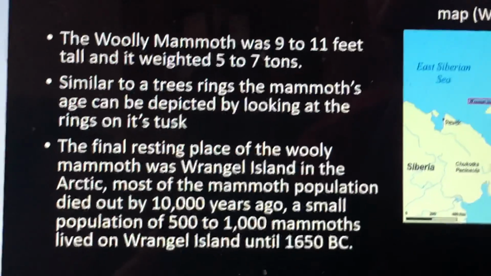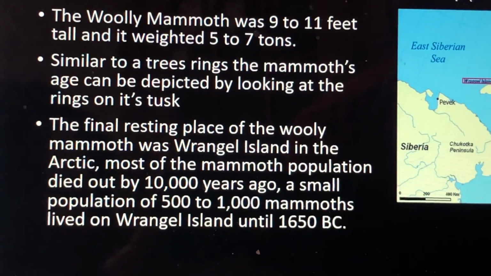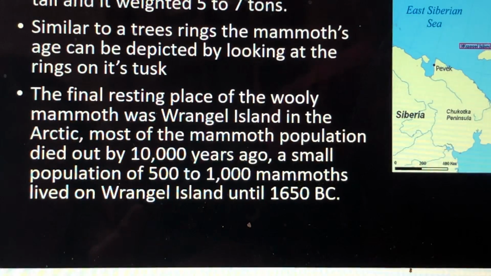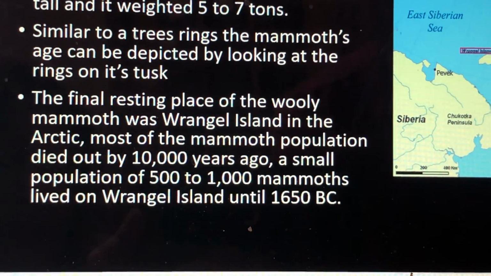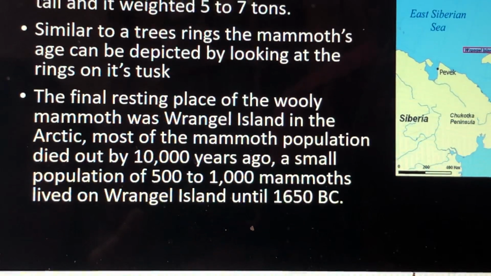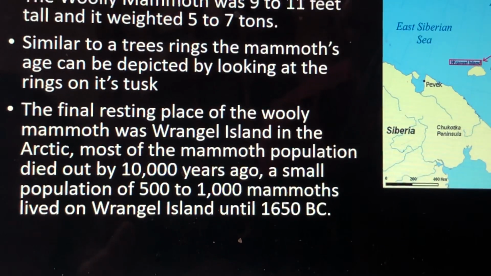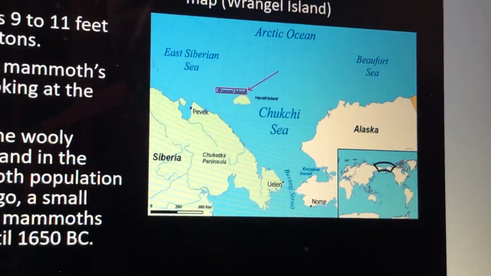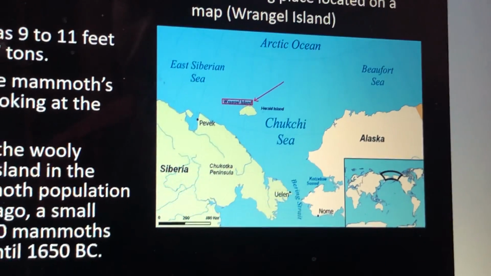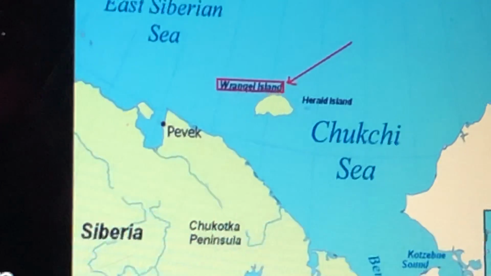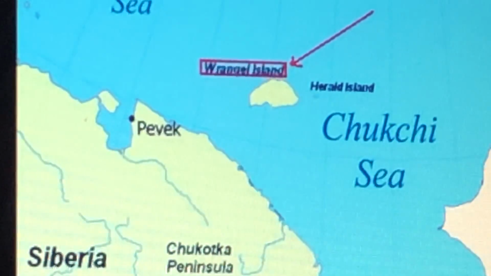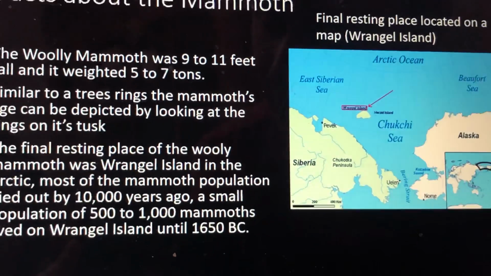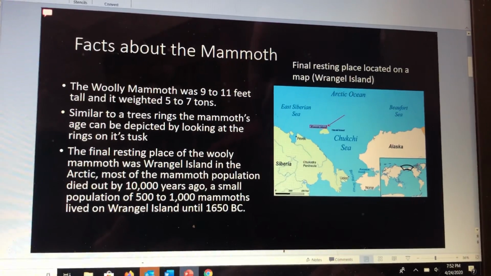The final resting place of the woolly mammoth was somewhere called Wrangel, if I'm saying that right, Wrangel Island in the Arctic. Most of the mammoth population died out by 10,000 years ago. A small population of 500 to 1,000 mammoths lived on Wrangel Island until 1650 BC.